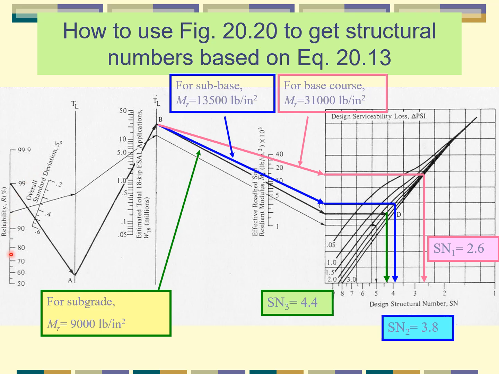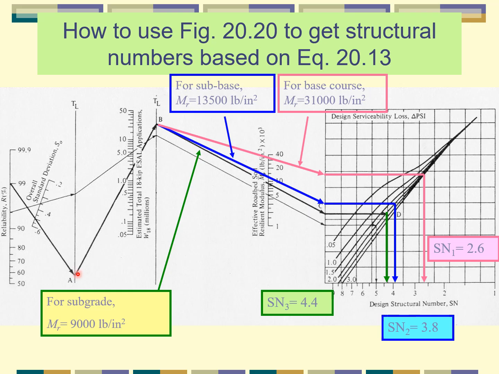Well, this is the reliability. Let's say the reliability is 99. So you are here, and then look at this one. This is the overall standard deviation. Let's say the standard deviation is this one. So starting from here, draw this line like this. This is the turning line. From here you will change the direction of this line.